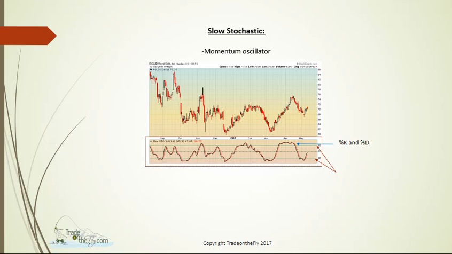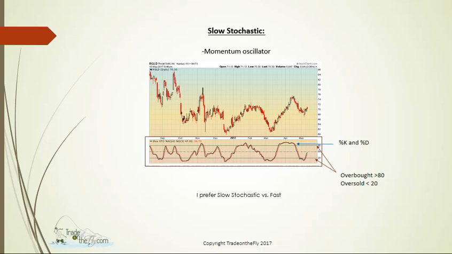Using the slow stochastics, what we're looking for is overbought and oversold readings to help us look for our entries in the time frame that we're trading. So overbought readings are going to come from the slow stochastic getting over that 80 mark, and oversold levels are going to come from the indicator getting down below the 20 mark.